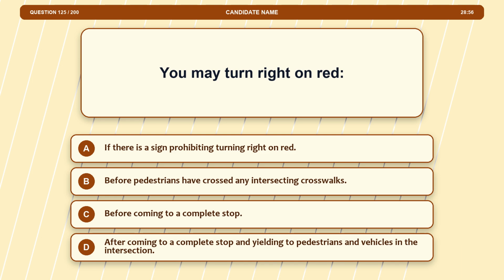Question 125. You may turn right on red. Option A. If there is a sign prohibiting turning right on red. Option B. Before pedestrians have crossed any intersecting crosswalks. Option C. Before coming to a complete stop. Option D. After coming to a complete stop and yielding to pedestrians and vehicles in the intersection.